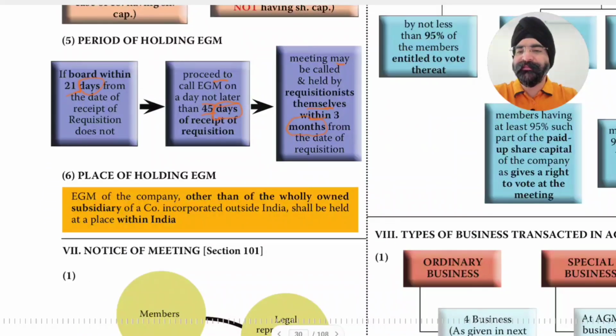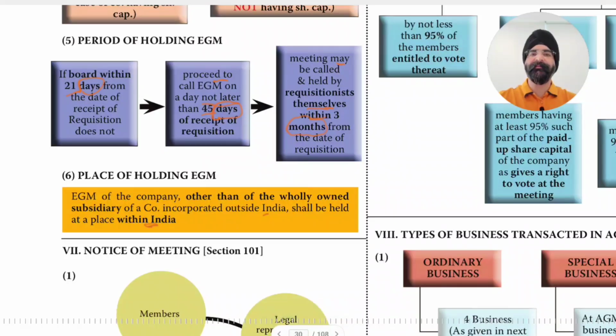Place of holding EGM. EGM of a company other than the wholly owned subsidiary of a company incorporated outside India shall be held at a place within India. So, generally a company which is not a wholly owned subsidiary of a company incorporated outside India, its EGM shall be held at a place within India. Ideally, EGM shall be held at a place in India.